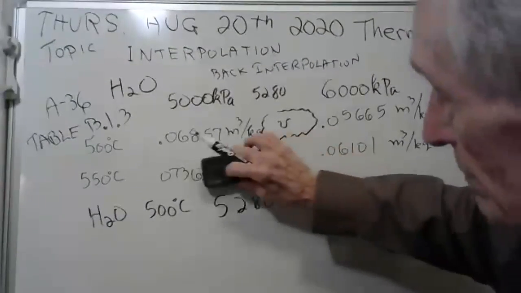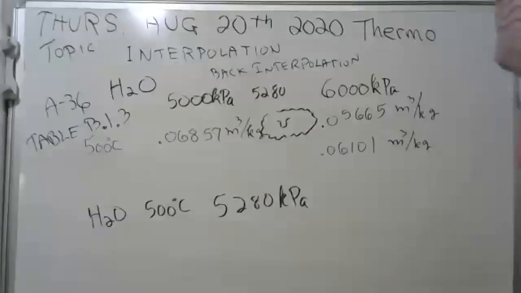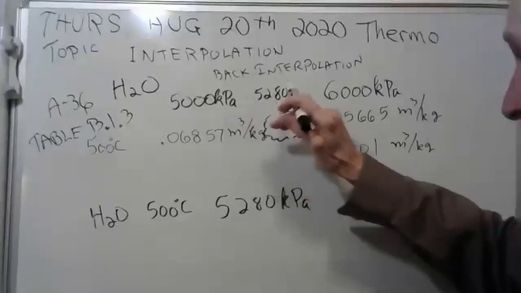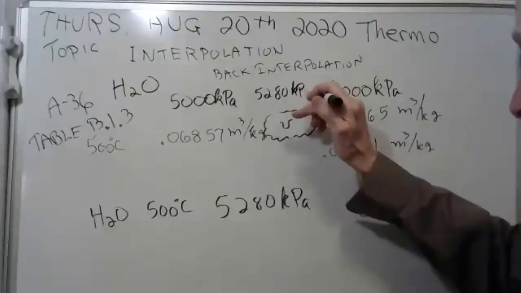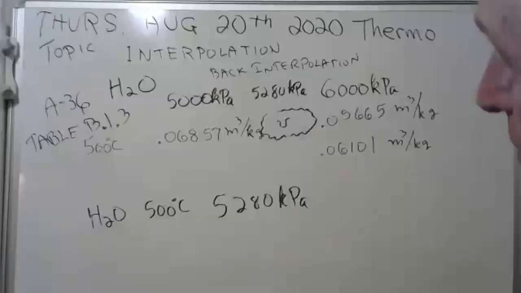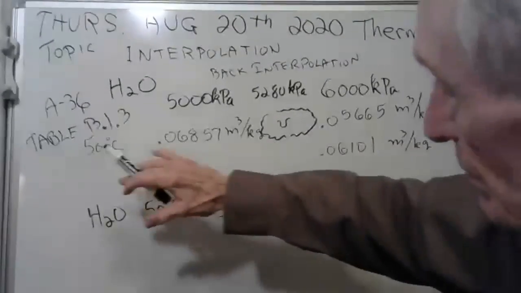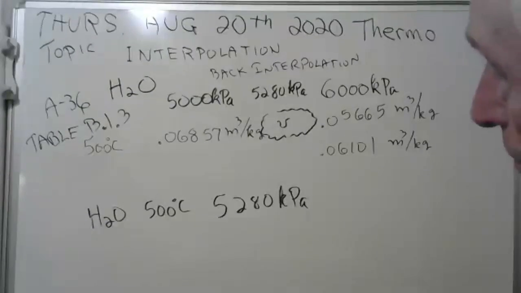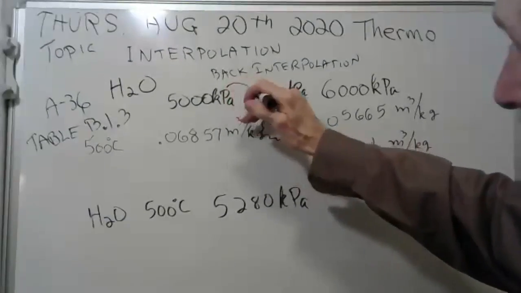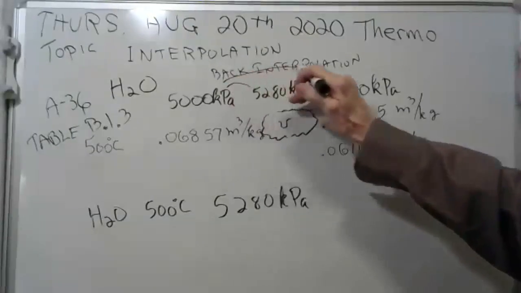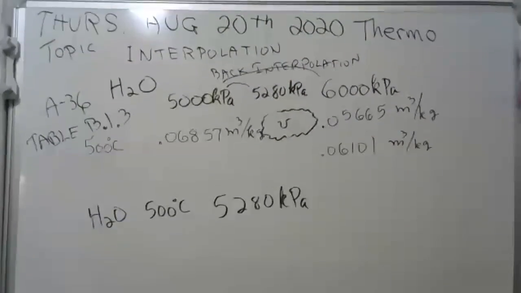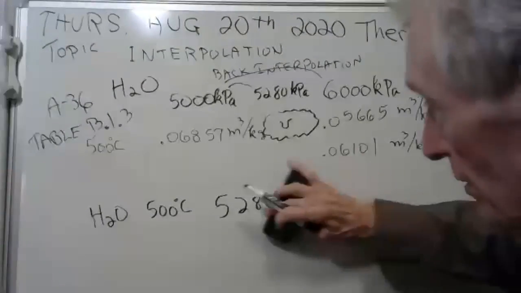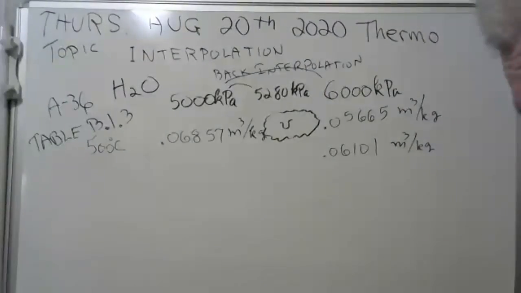Let me just erase that. What we're trying to find is when the pressure is 5,280 kilopascal. We're trying to find that specific volume at 500 with that pressure for water. Well, here's the plan. Find out how far it is from here to here and how far it is from here to here. Okay, and find the percentage there. Let me make some room here and we'll do it.